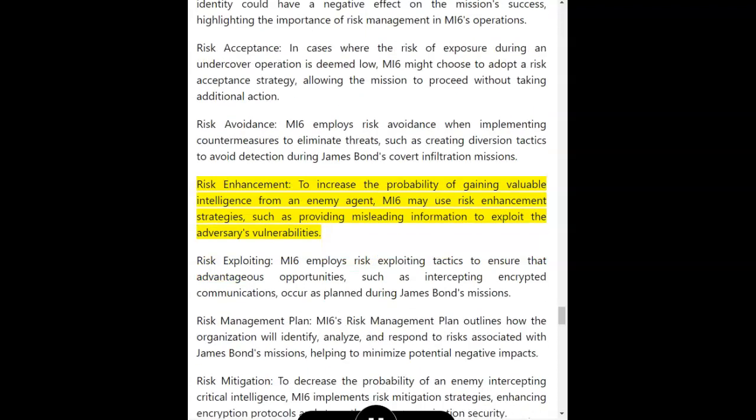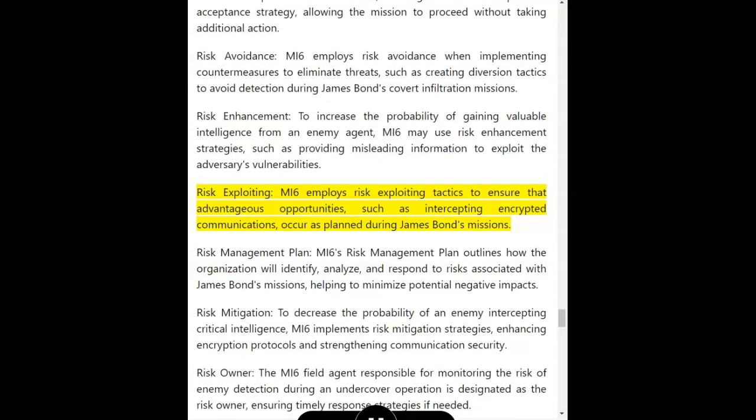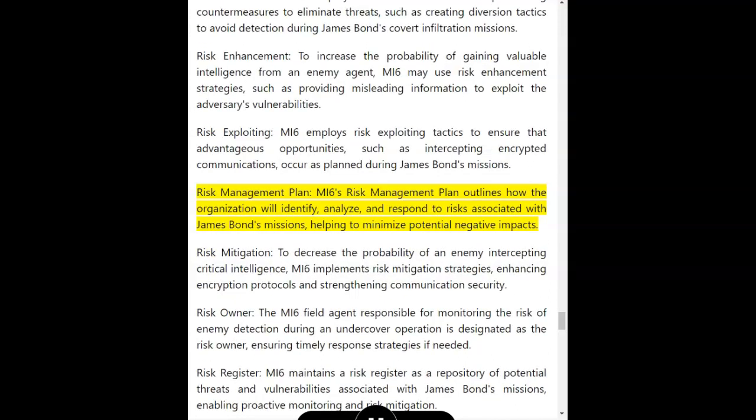Risk enhancement. To increase the probability of gaining valuable intelligence from an enemy agent, MI6 may use risk enhancement strategies, such as providing misleading information to exploit the adversary's vulnerabilities. Risk exploiting. MI6 employs risk exploiting tactics to ensure that advantageous opportunities, such as intercepting encrypted communications, occur as planned during James Bond's missions. Risk management plan.